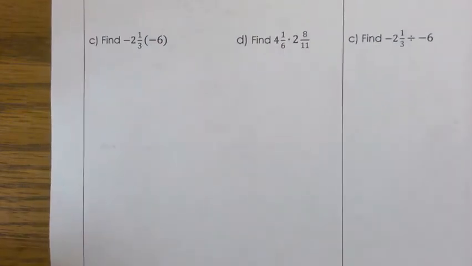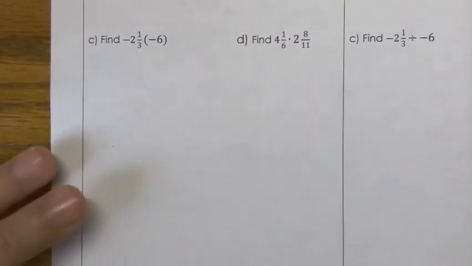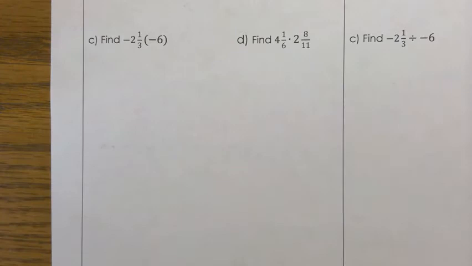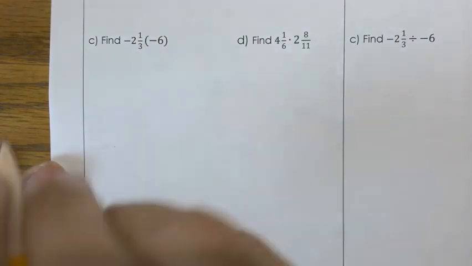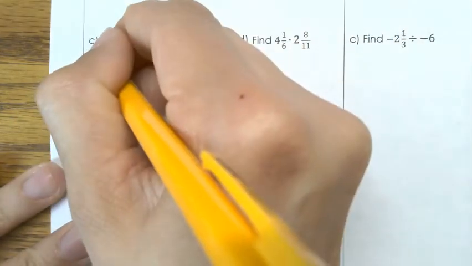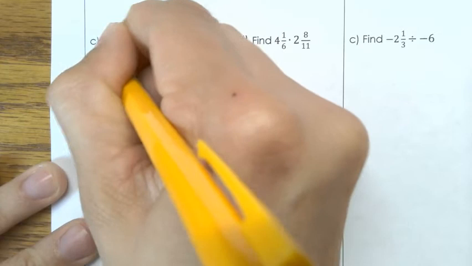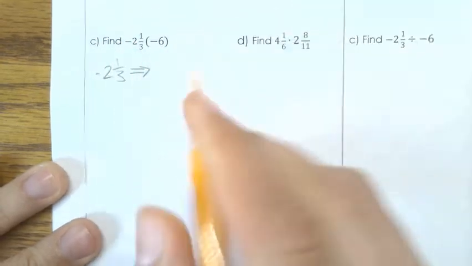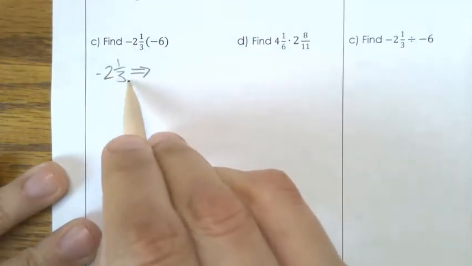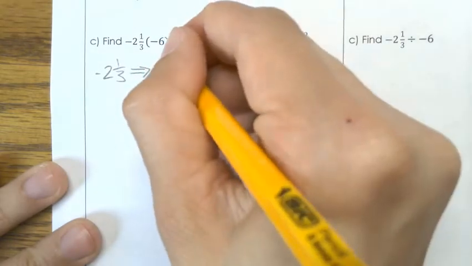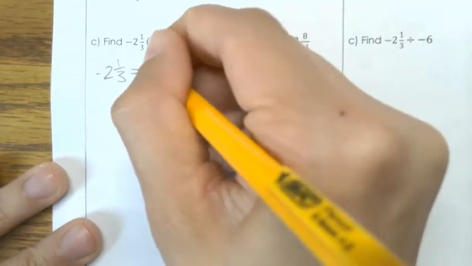Okay, let's take a look at C. So this one, we have 2 negatives. Remember, that means our final answer needs to be a positive, so be remembering that. Let's take a look. We do have a mixed number we need to make into an improper fraction. So -2 1/3. Well, 2 multiplied by 3 would be 6, plus that 1 up there would be 7 over 3. Don't lose that negative.